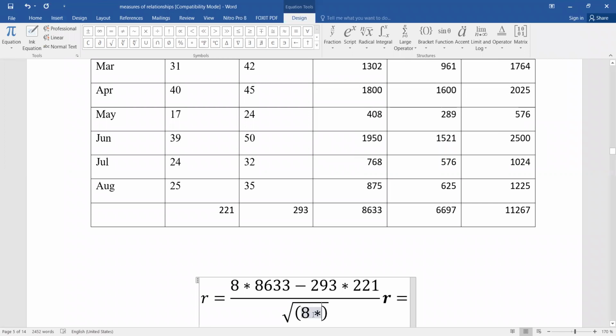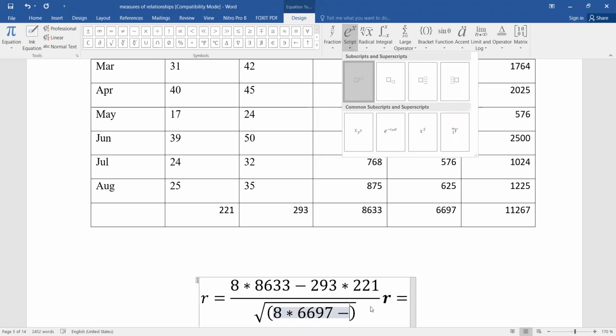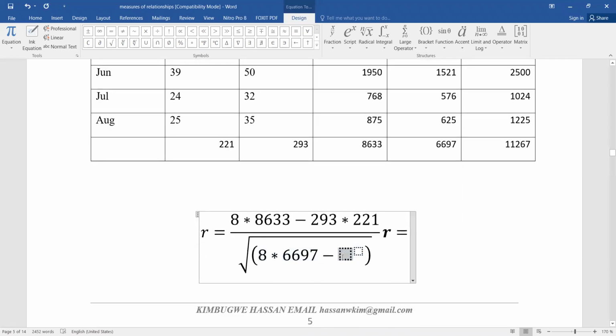What is the summation of x squared? Ephraim, you've been lost the first time you're contributing. Summation of x squared, 6697, minus summation of this, you find the square of 221. 221, that is all squared. Now, good. So we put brackets again.